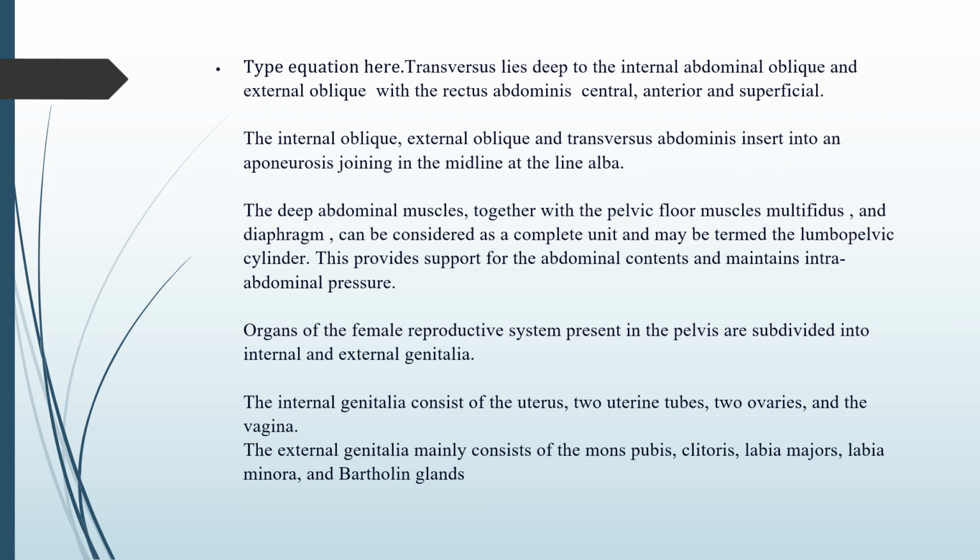Organs of the female reproductive system present in the pelvis are subdivided into internal and external genitalia. The internal genitalia consist of the uterus, two uterine tubes, two ovaries, and the vagina. The external genitalia mainly consist of the mons pubis, clitoris, labia majora, labia minora, and Bartholin glands.